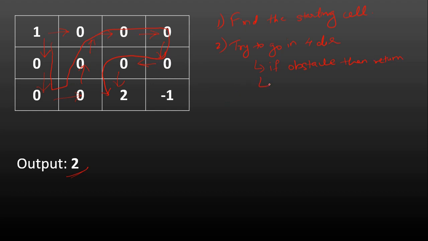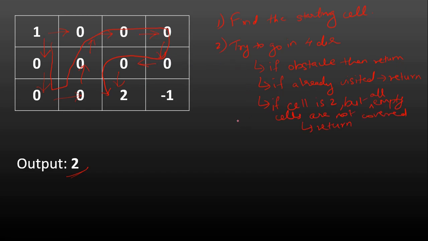Okay, or if already visited, then return. Or the other condition that we were checking, that if we already reached 2 but all the empty cells are not covered, even in that case we have to do a backtrack, right?